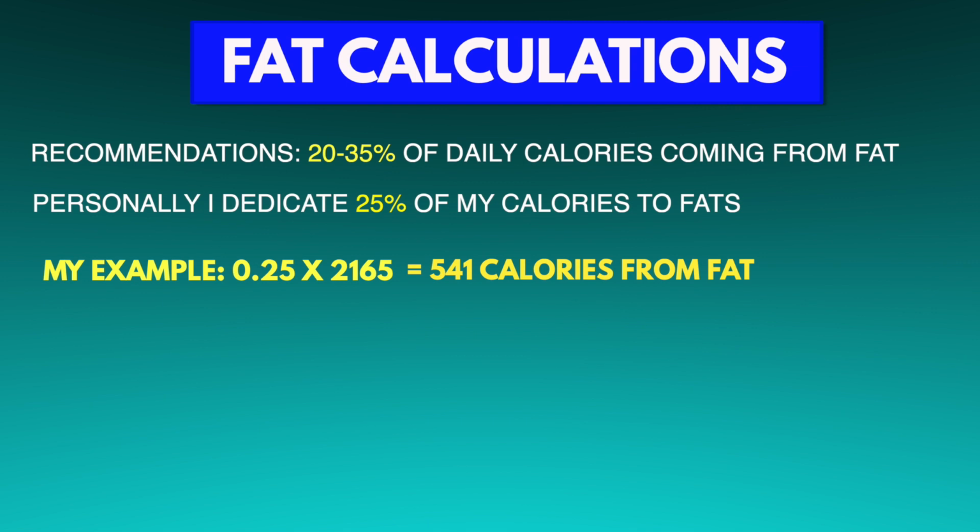Now, what we need to do here to figure out how many grams of fat we need is we need to do 541 divided by 9. Now, before you get super confused, we're dividing by 9 because fats have 9 calories in 1 gram, okay? 1 gram of fat has 9 calories, and that's why we're dividing the total amount of calories coming from fats by 9. And that's gonna give us the amount of fats we want to eat for the day. So that's gonna give us 60 grams of fat. 60 grams of fat is 25% of my total calories. So that's how much fat I would be eating.